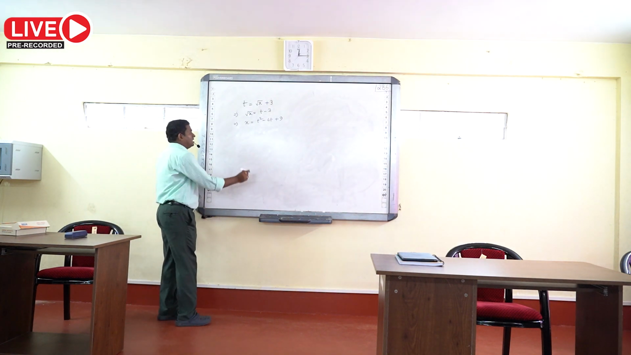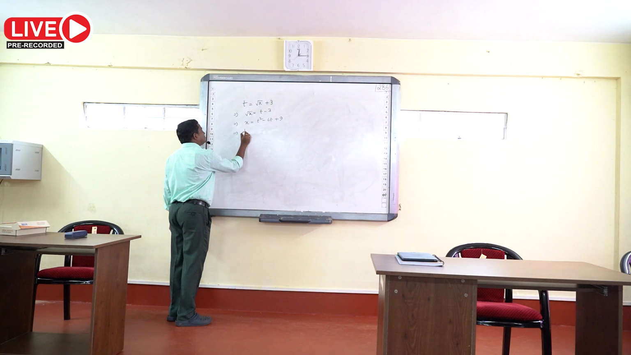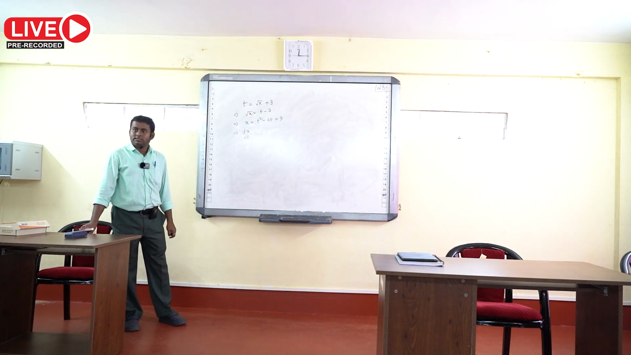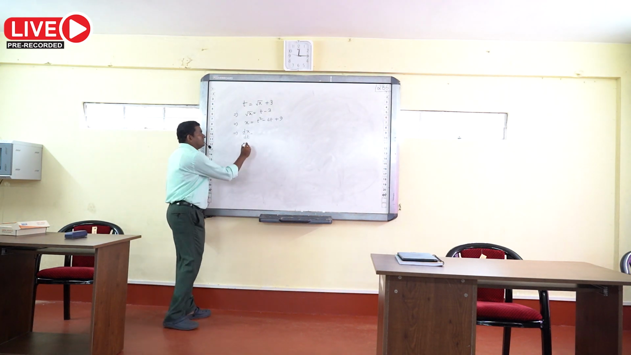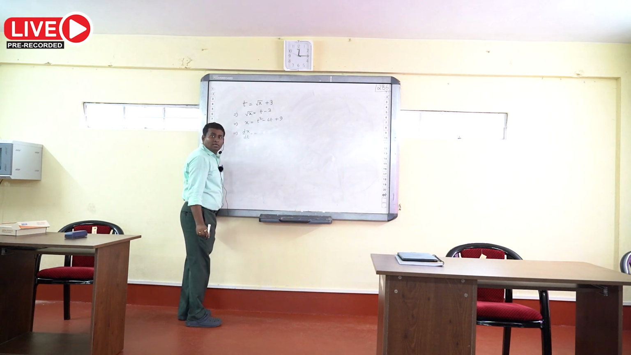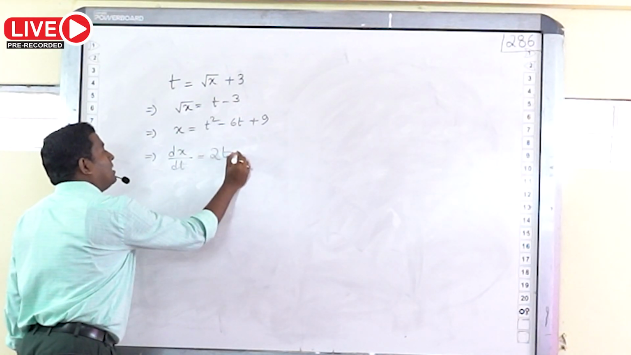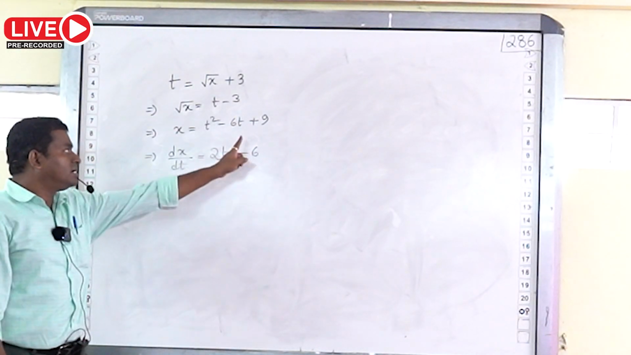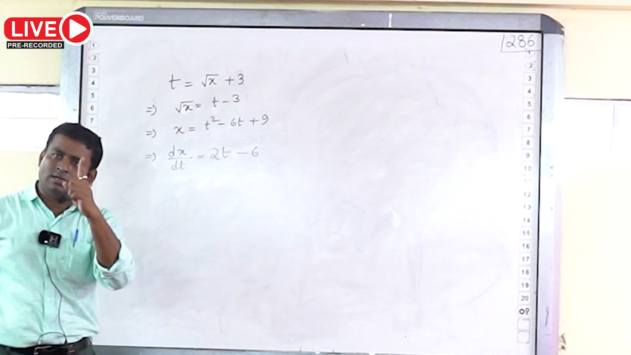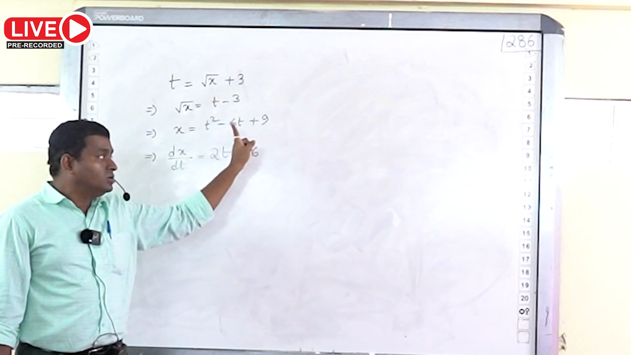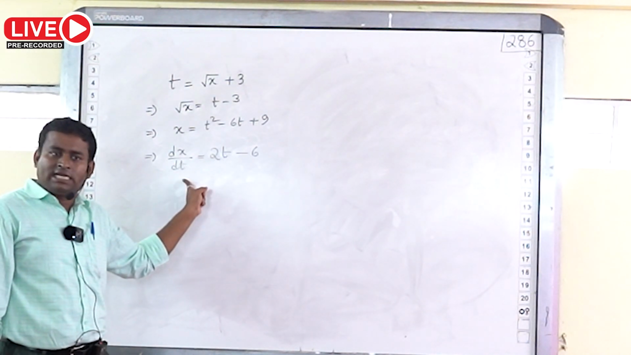Clear? Now, first we have to calculate the derivative. dx/dt means the instantaneous velocity. Derivative of t square will be 2t, minus 6, because derivative of t with respect to t will be 1, and this is a constant term whose derivative will be 0. So this one is the instantaneous velocity.